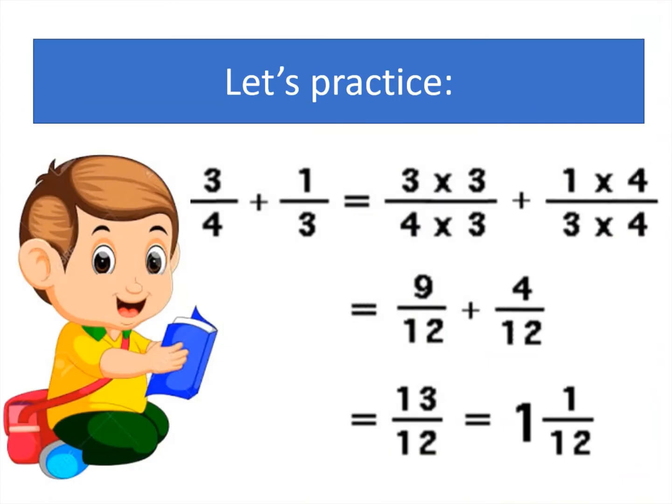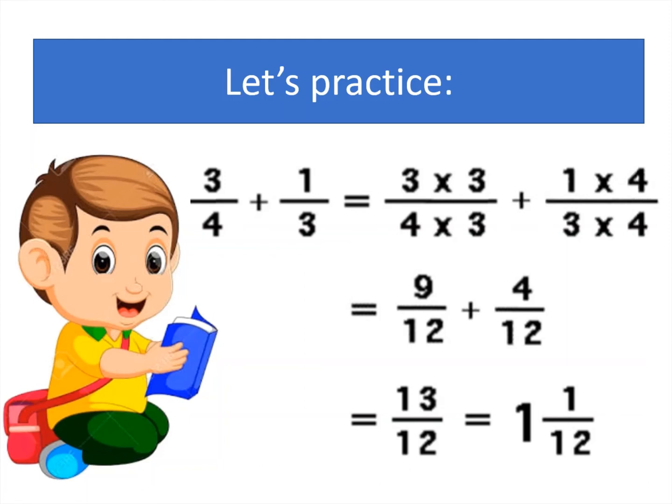Let's take one more example. That is 3 upon 4 plus 1 upon 3 is equal to what? So 4 and 3. This shows that this is an unlike fraction. For this, we need to take the common denominator. Common denominator of 4 and 3 is 12. 4 3s are 12. 3 4s are 12.